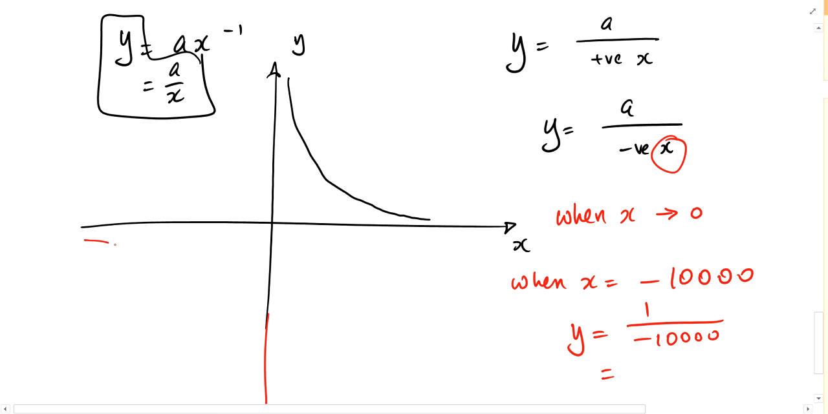I am again trying to draw it symmetrical. Still not good enough. Okay, better? Yeah, okay, better. So now this is our graph of y equals a over x. It has again two portions.